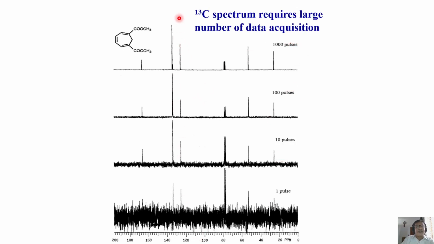What is the change you are seeing? Look at it. It was very noisy. The noise reduces, much less. And you see all these peaks which were not visible here, especially this peak. And look at the signal to noise ratio of this peak. We can clearly see all these peaks. So carbon-13 NMR requires lot of data acquisition. Enormous time it requires compared to proton.